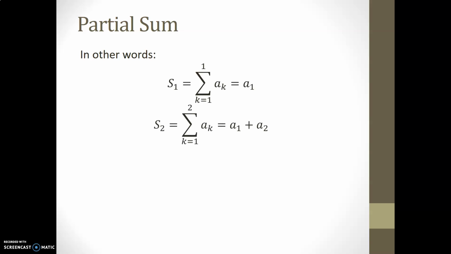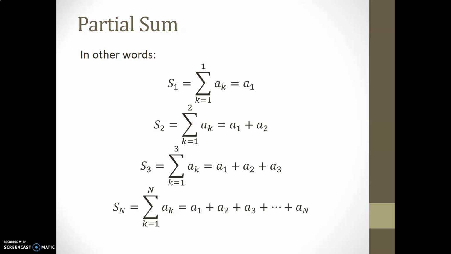S_2, so the second partial sum, is what we get when we stop with an upper bound of 2. So now k would be replaced by 1 and by 2 to transform the series into a_1 plus a_2. And S_3 would be the third partial sum, and it would be the sum of the first three. So as you can see, the bigger the upper bound is, the more terms we are adding. These are all partial sums.